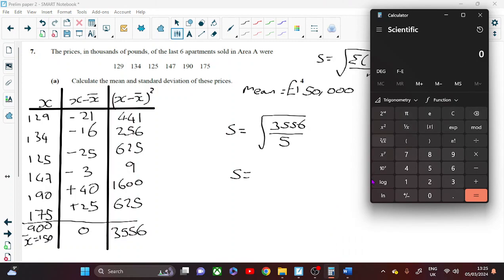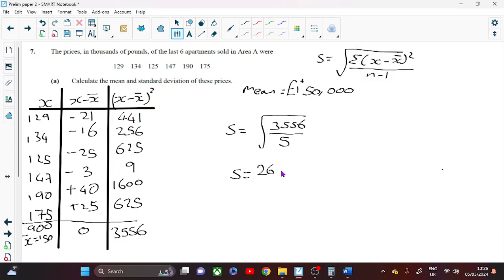Because of the way this calculator works, I'm going to do the 3556 divided by 5 equals, and then I'm going to hit the square root button. And there's my answer. 26.668 and a whole load of numbers. So that's to 3 decimal places, 26.688. Right, that is part 1. This is A. There's going to be a B.